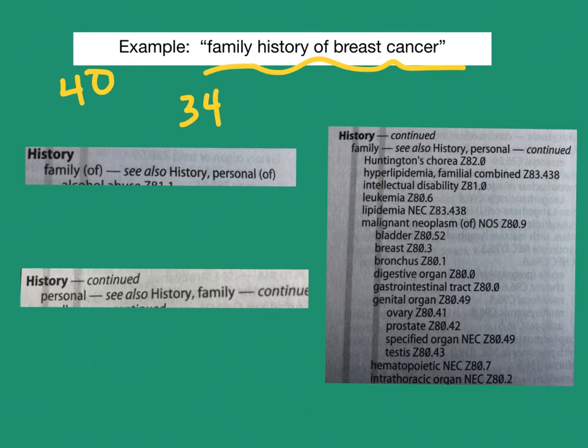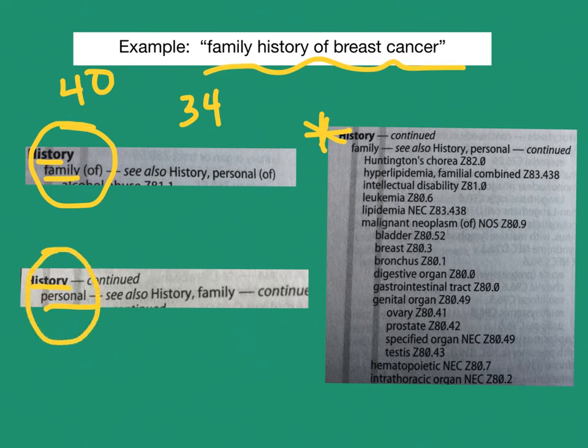So let's start with the alphabetic index with the main term of history. Now be careful with this main term. Please note that there are two very wide-ranging subterms that come along with this history main term. There is history family and history personal. So here we have close family history of a condition, and here we have the patient's own personal history of a condition. So make sure you are being very careful when using the history subterms.